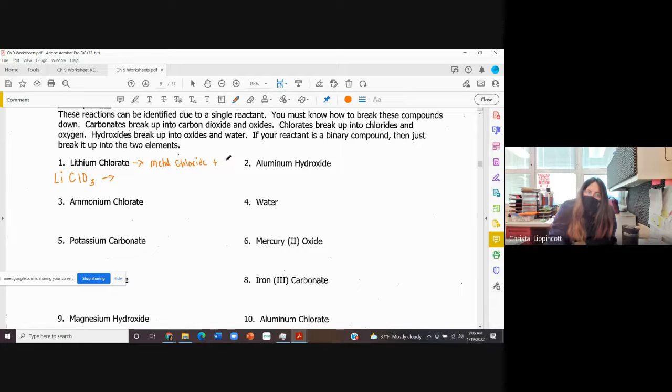And it's also going to give us oxygen. Okay. So we need to come over here and figure out what our metal is. What is our metal on this side? Lithium. And we're going to put that together with chlorine. And then that's also going to give us O2.